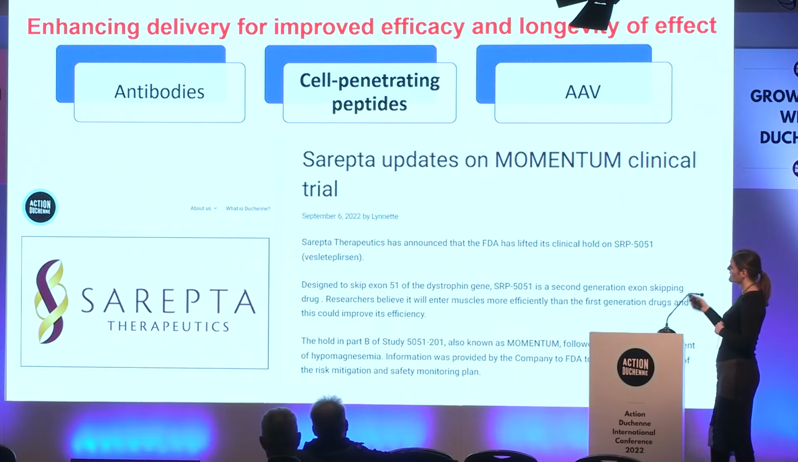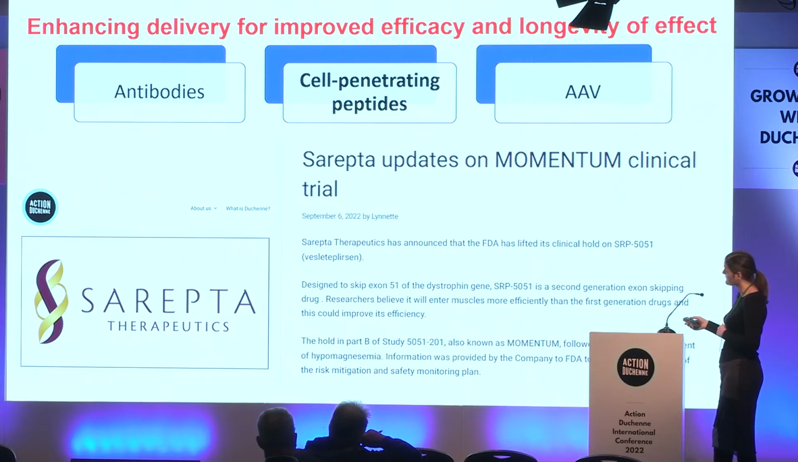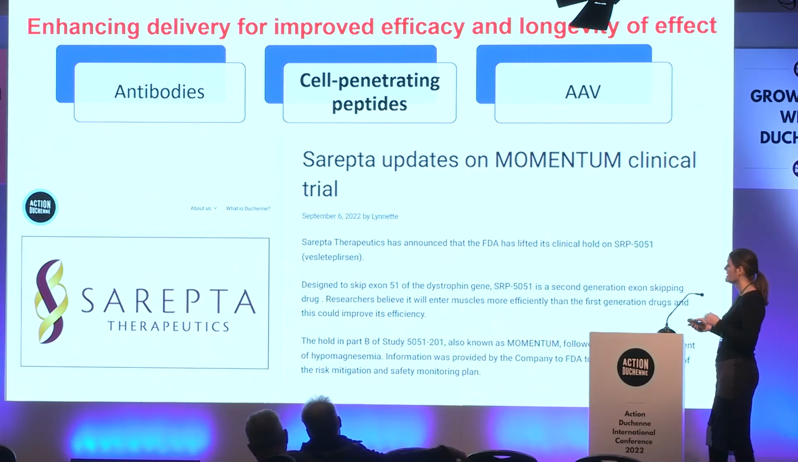So this is for Exon 51, their PPMO for 51. They did have a halt placed on it, and that's because in patients, or one patient, they saw a drop in magnesium in the blood. So they needed to modify their trial to look for that in future patients. And it is treatable, so they have a way of dealing with it. But it looks like it's working well apart from that potential side effect.